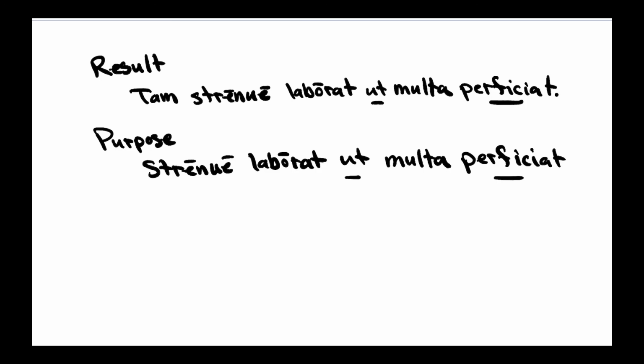So the first is, this result is, he works so strenuously that he accomplishes many things. All right, it's just the natural result of what happens when he does this. This purpose is, he works strenuously so that he may accomplish many things. See the difference here? So you have to watch out for these signal words. So, it shows you that there's greater meaning here than what might meet the eye.